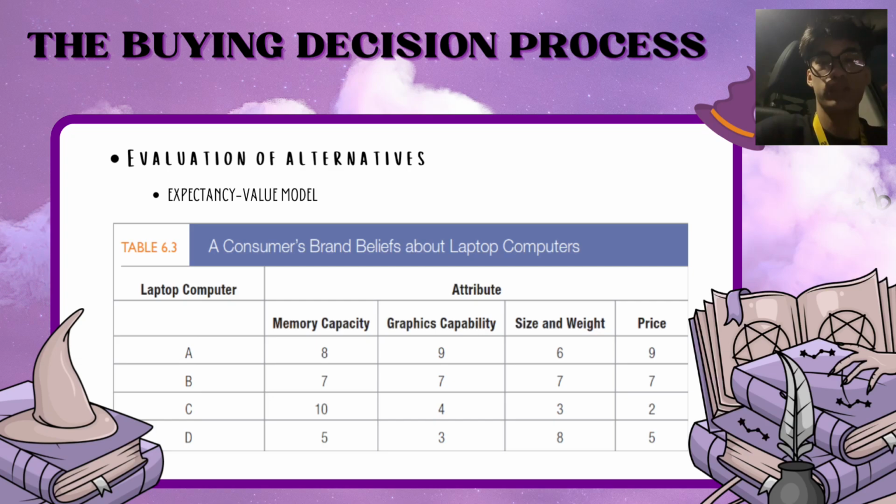The image presents a section of a presentation on the buying decision process, especially focusing on the evaluation of alternatives using the expectancy value model. It includes a table comparing different laptop computers based on various attributes such as memory capacity, graphics capability, size and weight, and price.